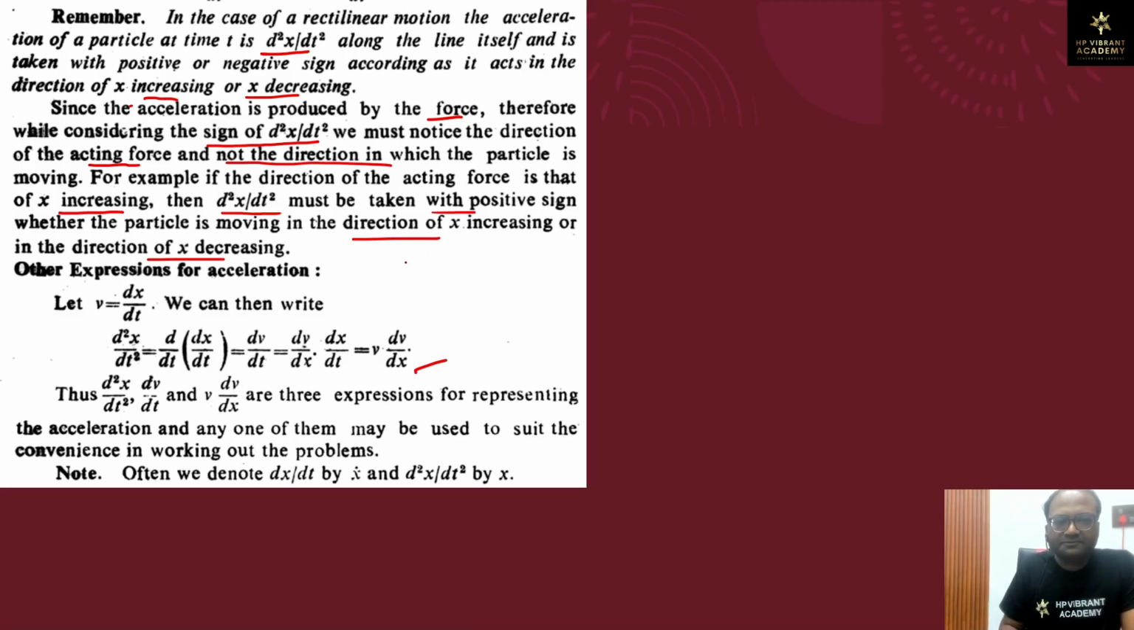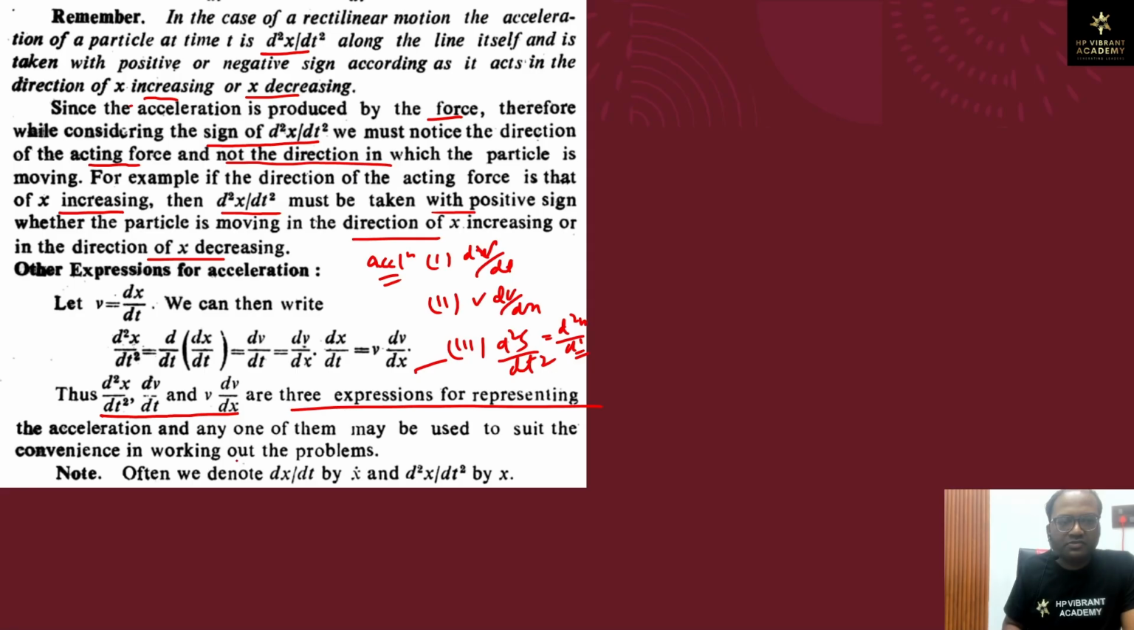And we can write the acceleration in various forms: first, dv upon dt; secondly, v dv upon dx; thirdly, d2s upon dt square or d2x upon dt square. So d2x upon dt square, dv upon dt, and v dv upon dx are the three expressions representing the acceleration, and one of them may be used to suit the convenience in working out a problem.